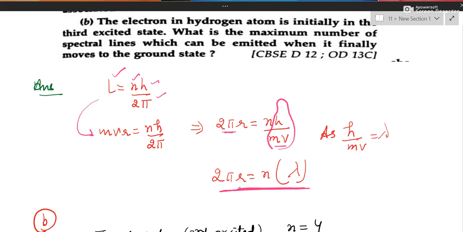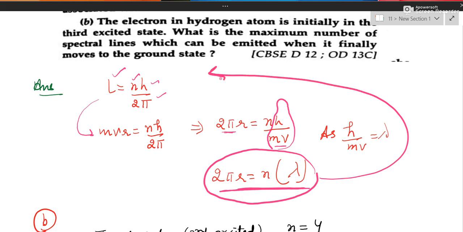When we have to obtain Bohr's postulate, we begin from here and reach up to here. Right now what they have asked is to begin from this and reach up to this point.